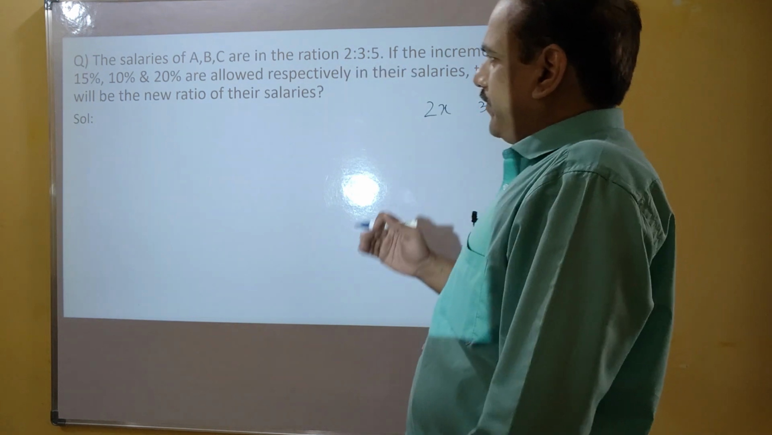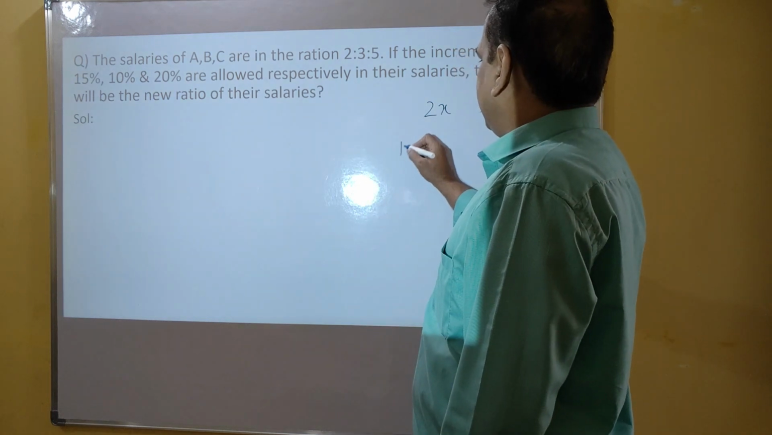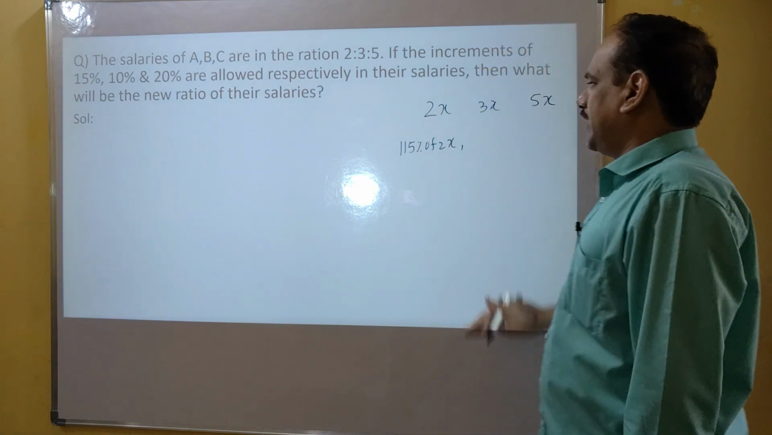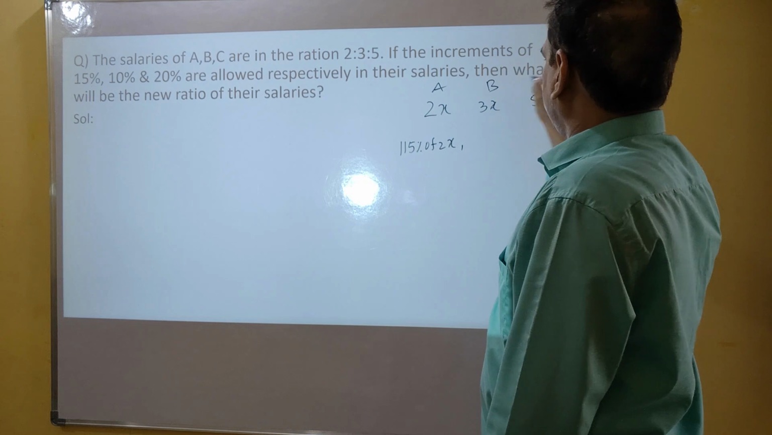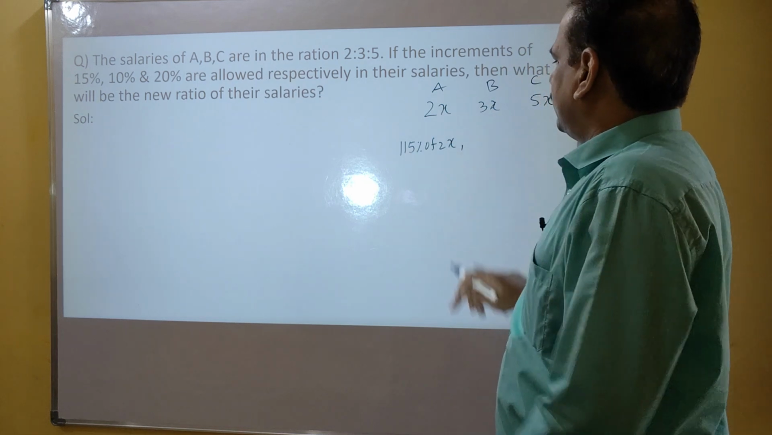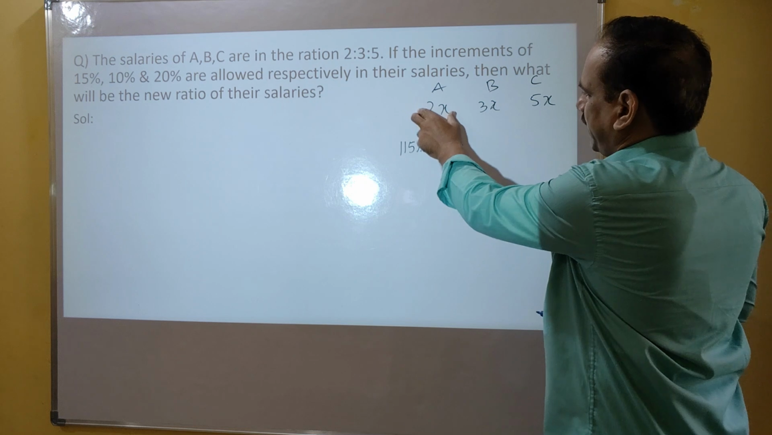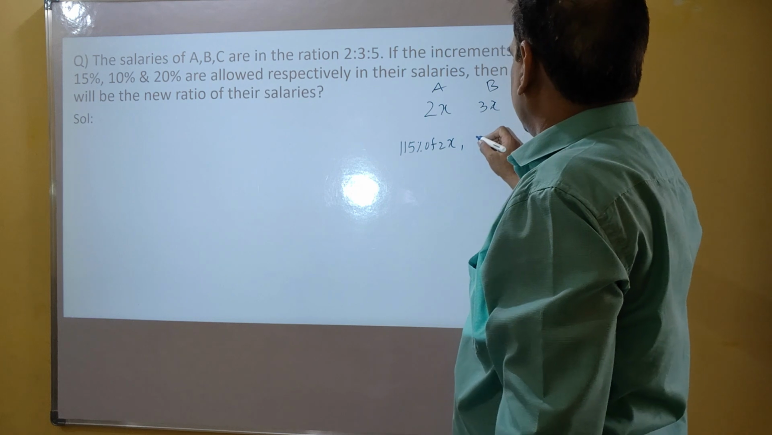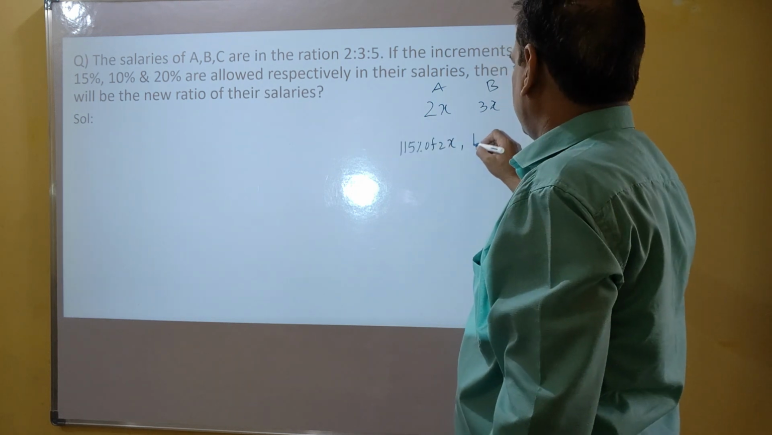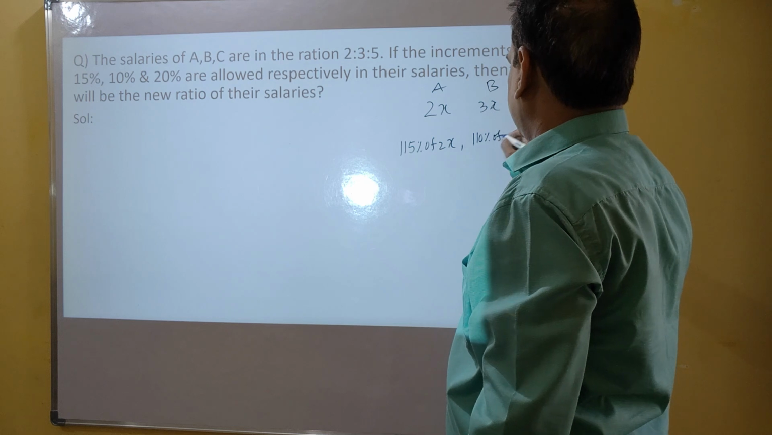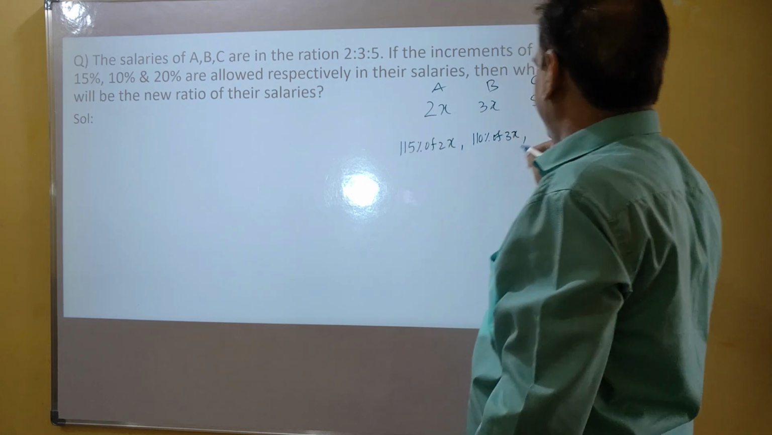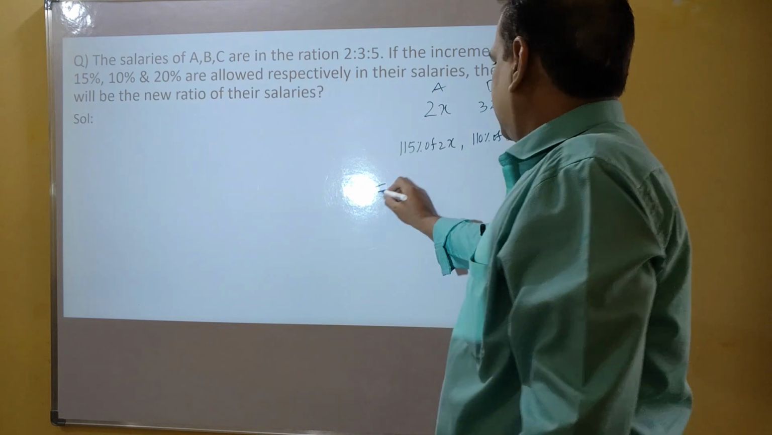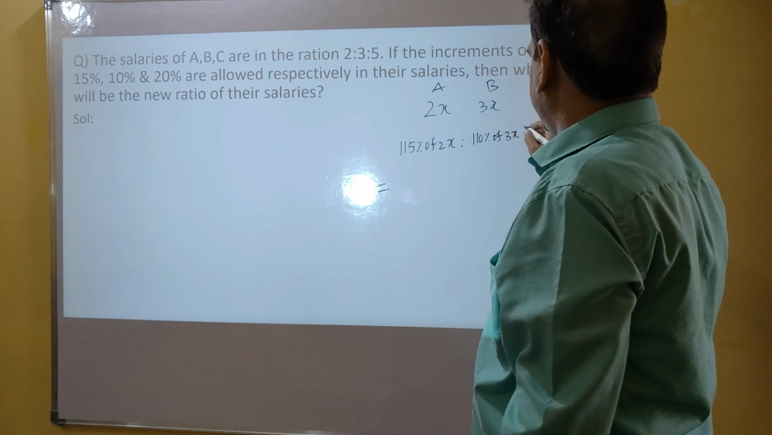Now, giving a 15% hike, the salary becomes 115% of 2x. The new salary of A, these are old salaries of A, B, C. New salary of A becomes 2x plus 15% of 2x, which is 115% of 2x. And B gets a 10% hike, so 110% of 3x. C gets 20% hike, so 120% of 5x. Now we are asked to find this ratio.